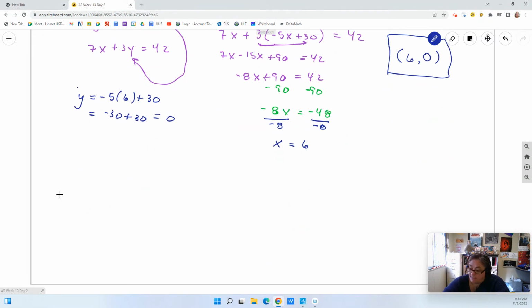So let's look at least one more. I don't know if I need to do a bunch more, but I should definitely do one more where none of them are solved for y or x, and that we have to do that first step. If I have 6x minus 5y equals negative 28, and I have 7x plus y equals 22.